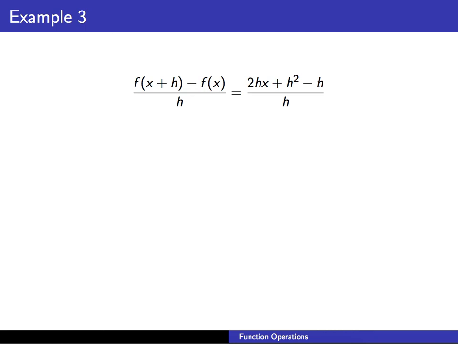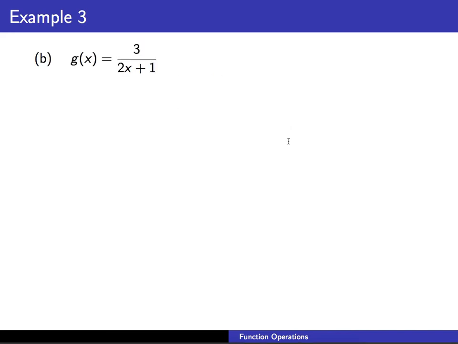So that's step 2. And then step 3, we're going to take that result and divide it by h. So we're going to take each term and divide it by h. So 2hx divided by h is 2x. H squared divided by h is h, and then negative h divided by h is minus 1. So our difference quotient is 2x plus h minus 1. So it's really just three smaller steps put together.